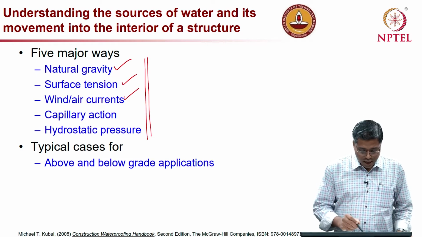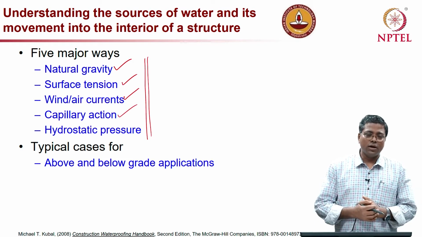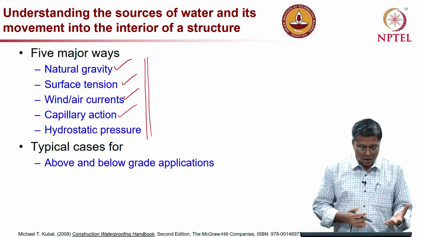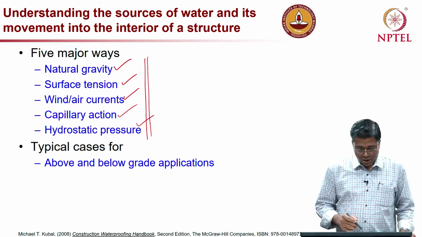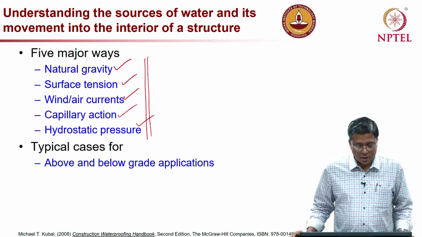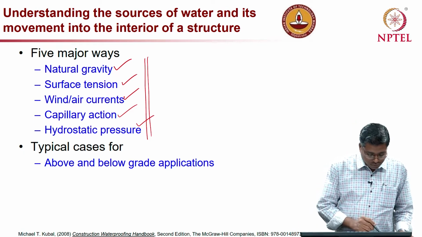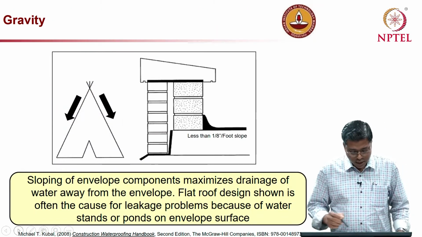So, that is this, and then also capillary action, especially from the ground, the water on the ground level that can rise into the building, and also hydrostatic pressure. So, all these are the 5 typical ways by which water can enter building elements, and we will talk about them one by one. So, this is gravity.